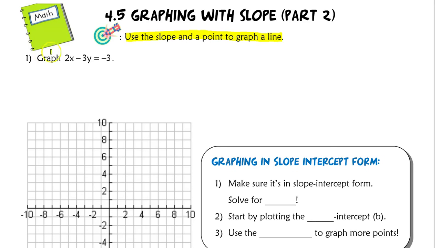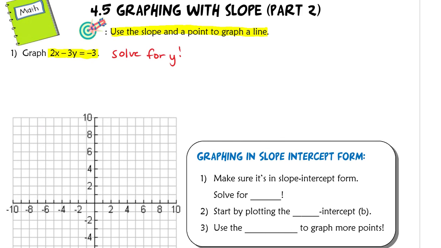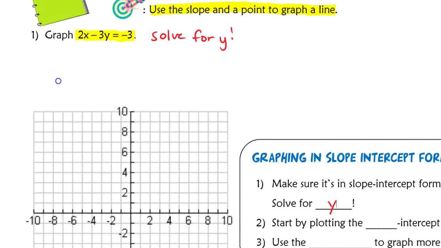The problem is with our example here, if you look at the equation, it's not in slope-intercept form. So what we have to do if we want to graph in slope-intercept form is put it into slope-intercept form by solving for y. So we have to solve for y first. So down here in this bubble, we can write in that step right here. Make sure it's in slope-intercept form. In other words, we have to solve for y. It's really important to do that first. So let's go ahead and do that.